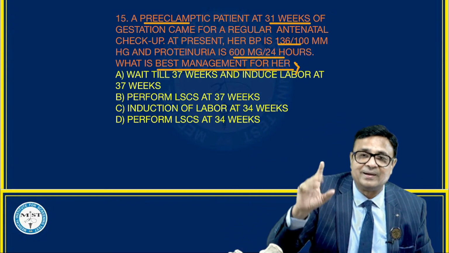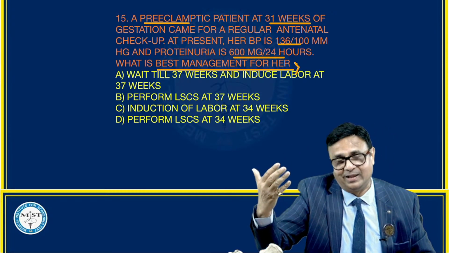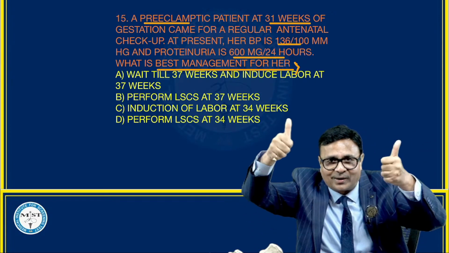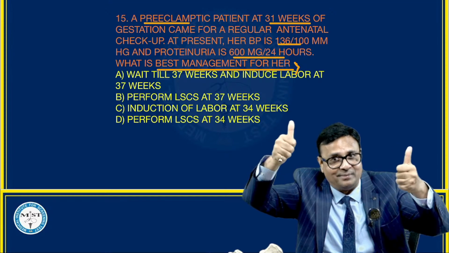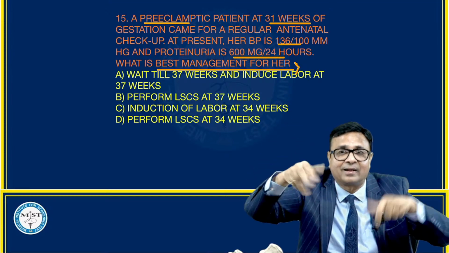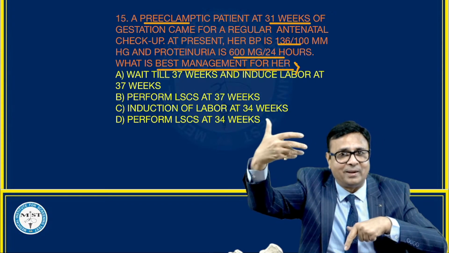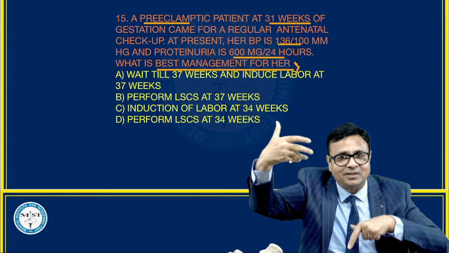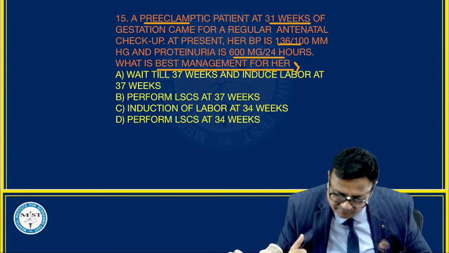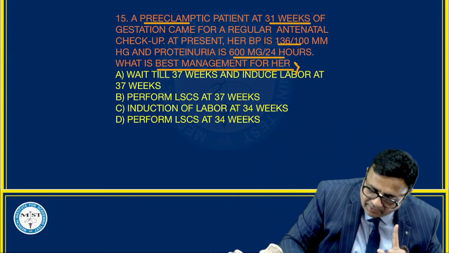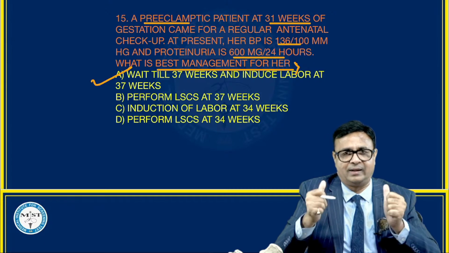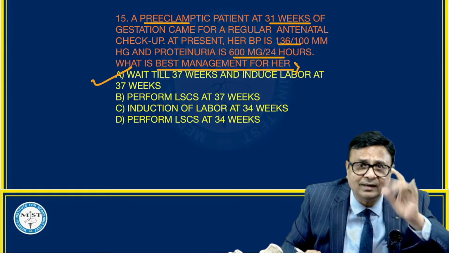No drug treatment is given for mild preeclampsia because there is no end organ damage in mild preeclampsia. End organ damage occurs only in severe preeclampsia, so drug treatment is required only in severe preeclampsia. So wait till 37 and induce labor at 37. That's the correct answer, not performing LSCS at 37.